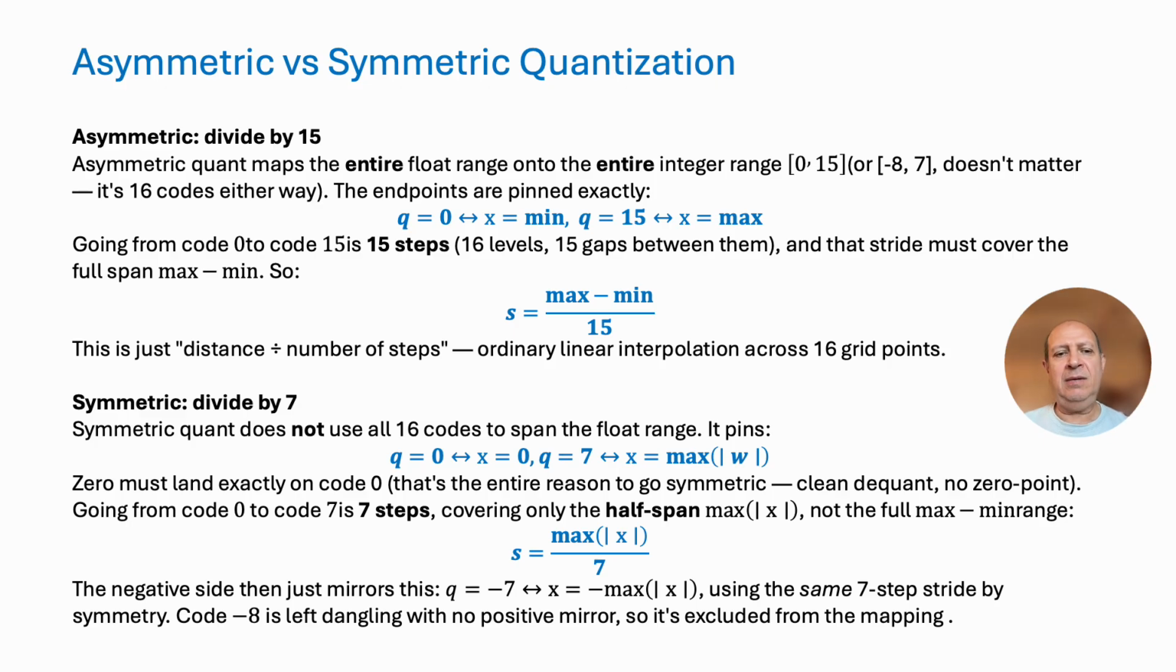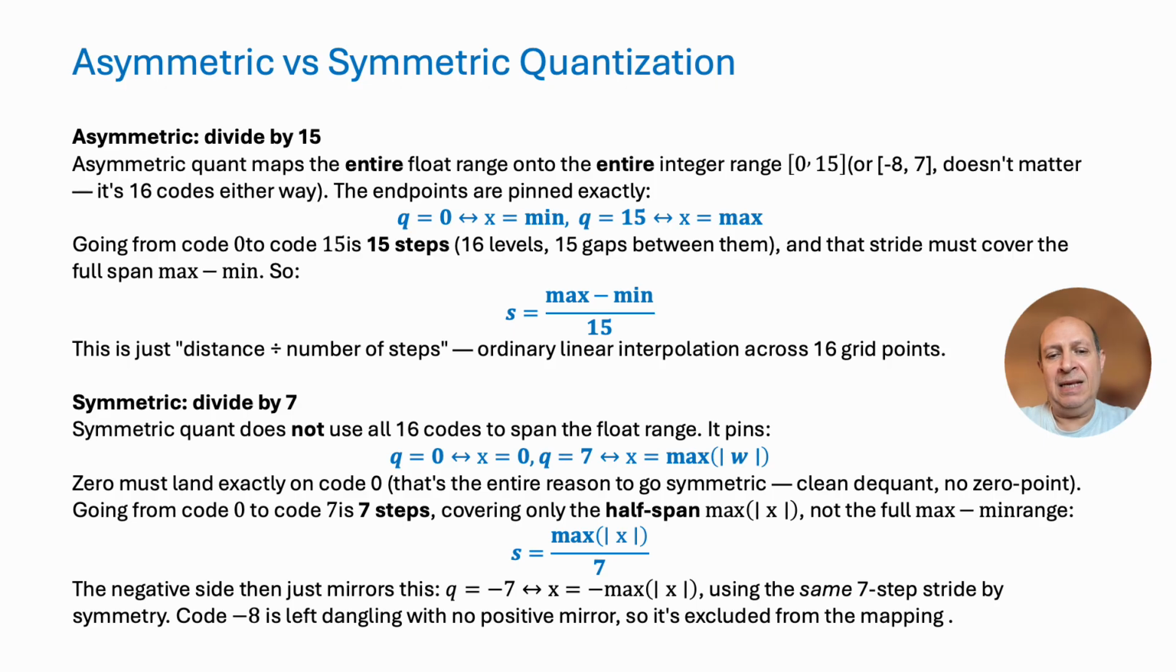Let's start with the asymmetric quantization. In the asymmetric quantization, where we divide by 15 in this case, the asymmetric quantization maps the entire real number range, or the float range, as we call it, onto the entire integer range. This integer range for int4 can be anywhere from 0 to 15 or -8 to 7. It doesn't matter. In both cases, it is 16 codes either way, so 16 levels.